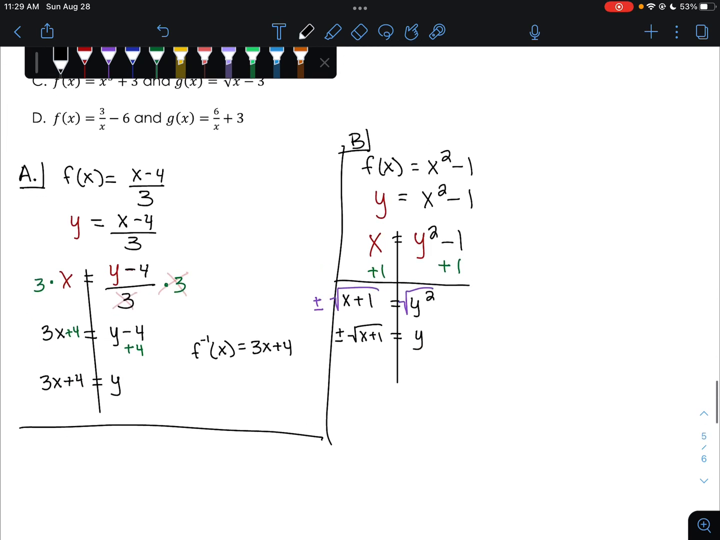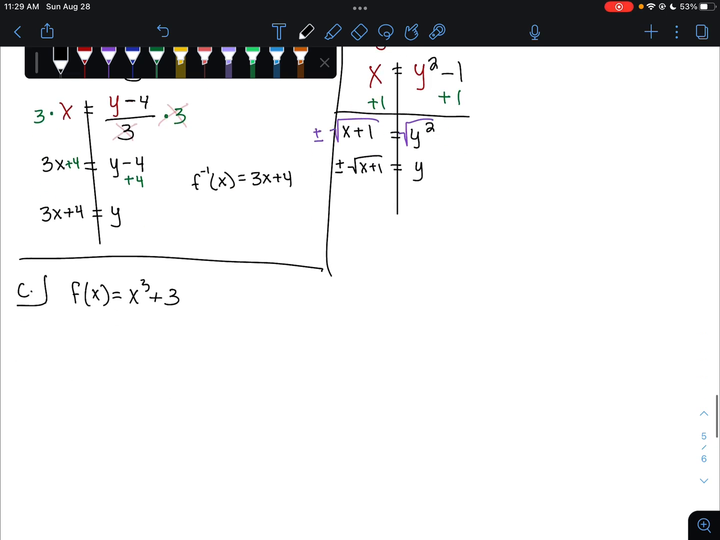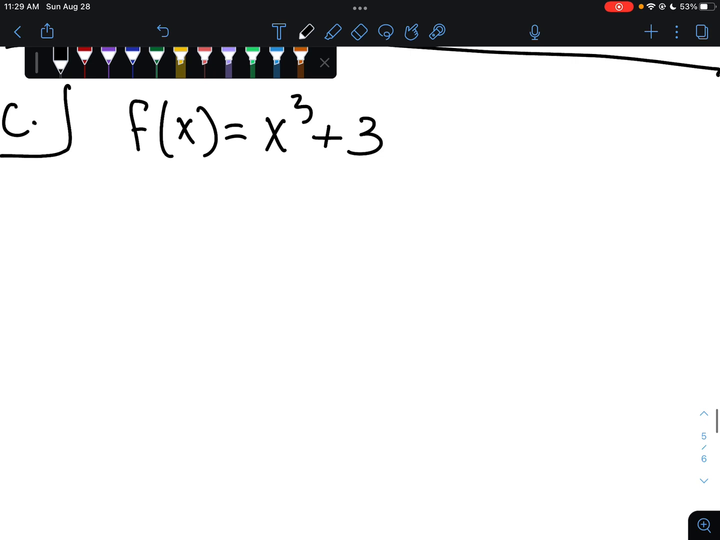Moving on to C. So C, I'm going to work down here, which says f of x equals x cubed plus 3. So again, we start, we don't need that line right there yet. We start by changing f of x to y. I get y equals x cubed plus 3. I switch my x and my y.